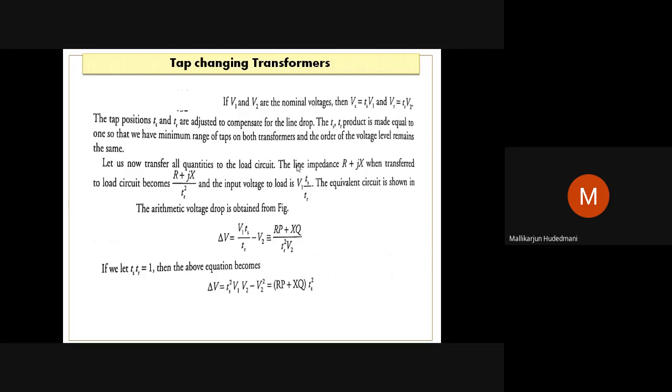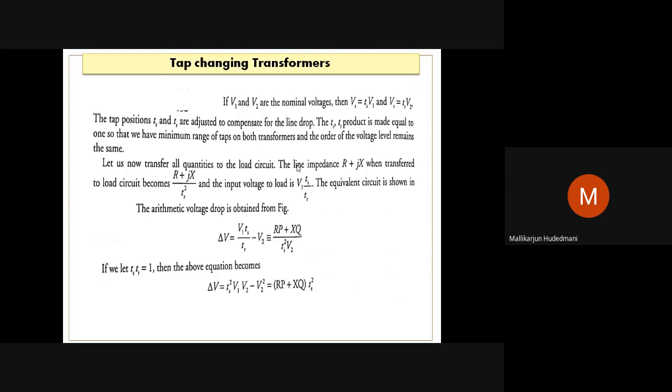so that we have a minimum range of taps on both the transformers and the order of the voltage level remains the same, because ultimately V1 is equal to V2 if I want to maintain. Then whatever drop is happening in the transmission section, I have to compensate by shifting a certain tap ratio at the sending end and a certain tap position at the receiving end. Together these will help to retain the required V2 from the sending end voltage V1. That's how the nominal voltage is maintained here.